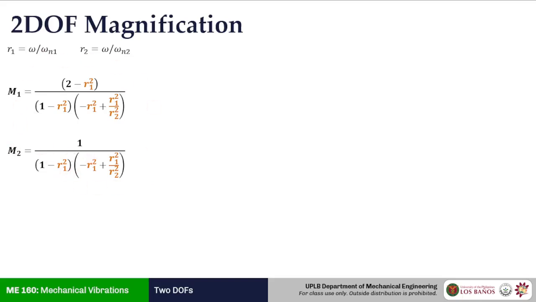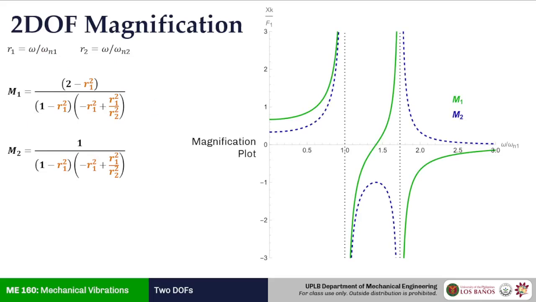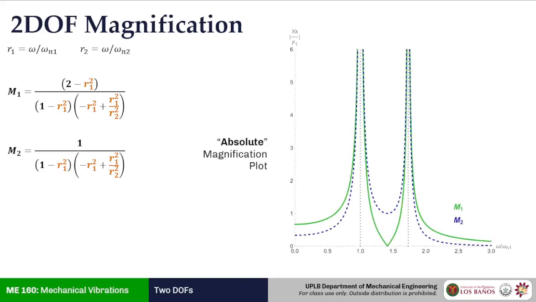So if we graph that, it kind of looks like this. You have your M1, which is your X1 essentially normalized, and this is your M2, which is normalized X2. It kind of looks weird, but if we take the absolute of this entire function, we get this. So we can actually spot something interesting. First and foremost, where are the natural frequencies? Here they are. These are the natural frequencies of your system. This is the first one, and this is the second.